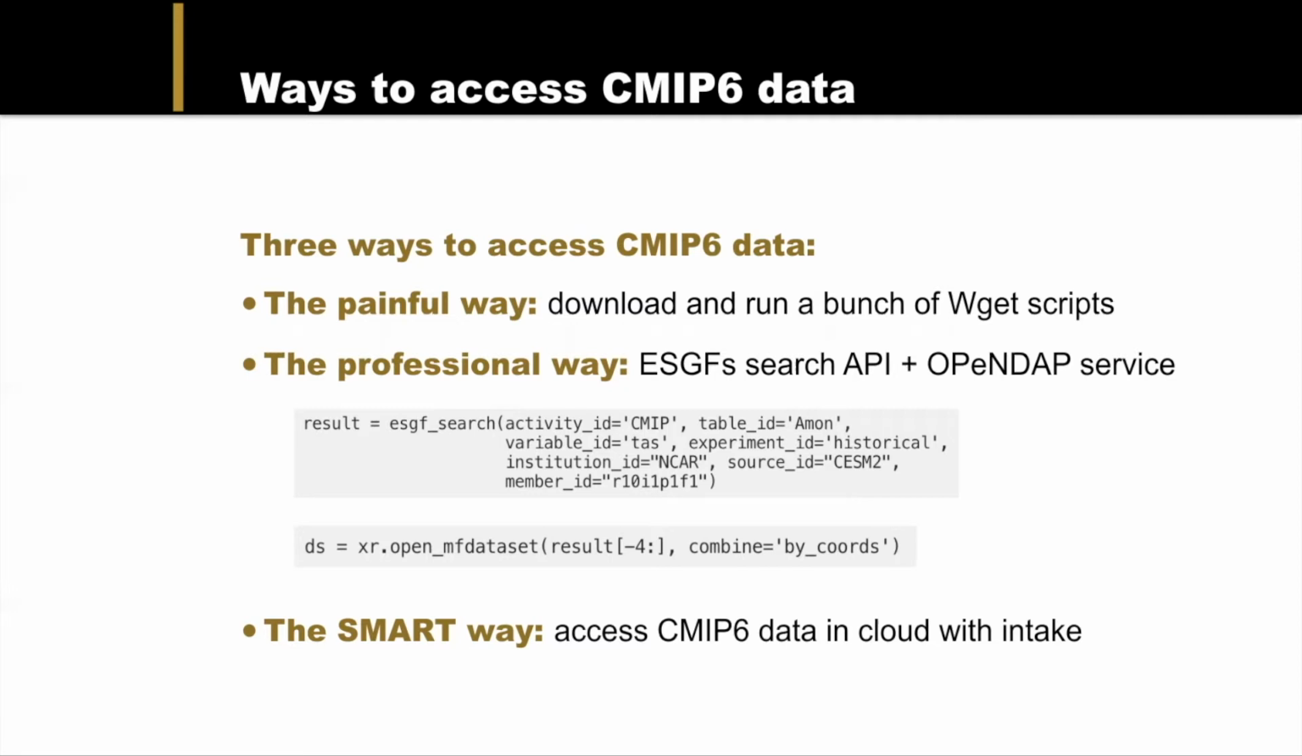But we have an even better way, the smarter way, which is to access CMIP6 data in the cloud. We will introduce the details of this workflow in the Jupyter Notebook, but you will find that it is very similar to the professional way. However, since there's no complex web service involved and the infrastructure is simpler, it is also substantially faster.